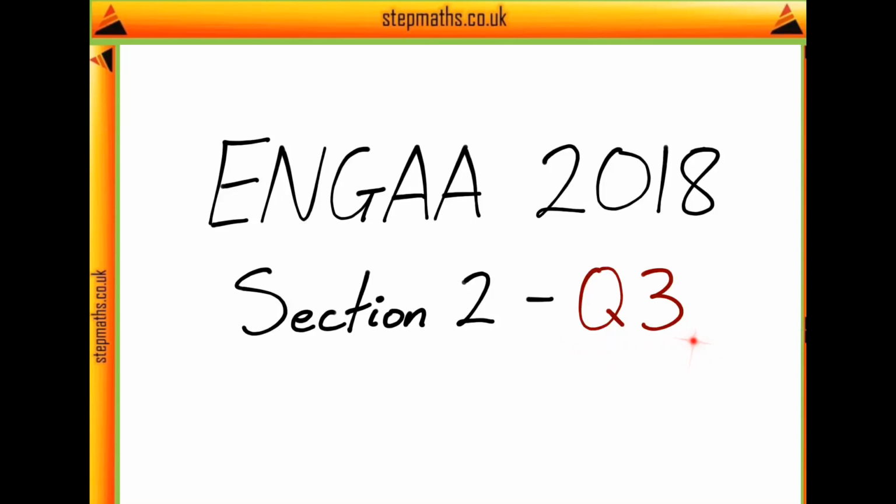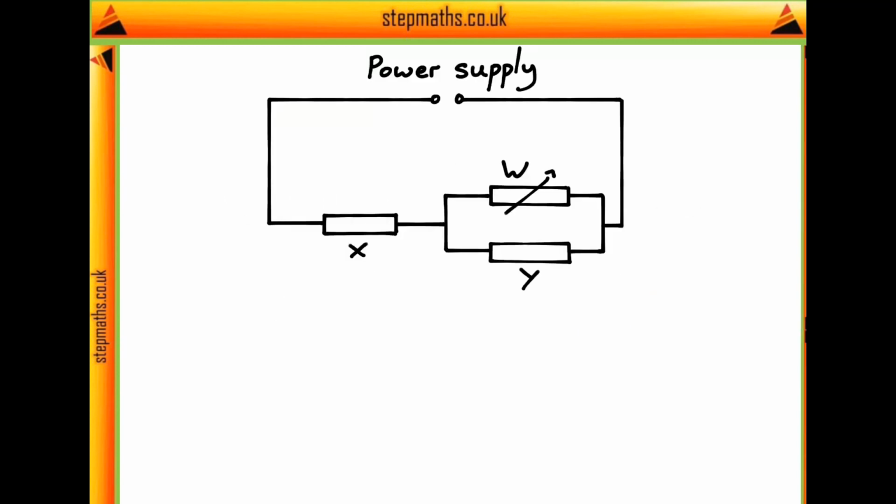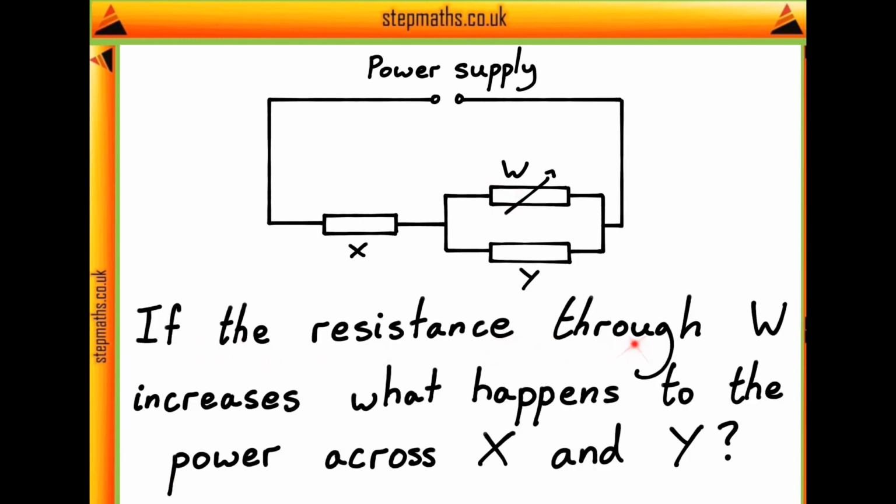Here we're going to look at question 3 from section 2 of the ENGAA 2018 paper. In this question, we're given the following circuit, which consists of a power supply connected to two fixed resistors X and Y, as well as the variable resistor W. The question then asks us, if the resistance through W was to increase, then what would happen to the power across our two fixed resistors X and Y?